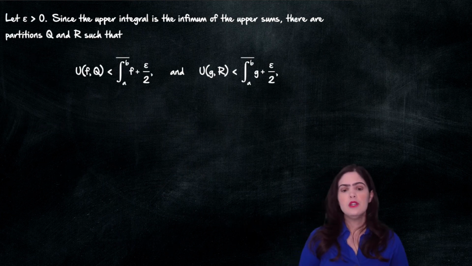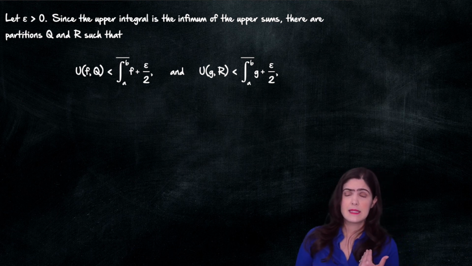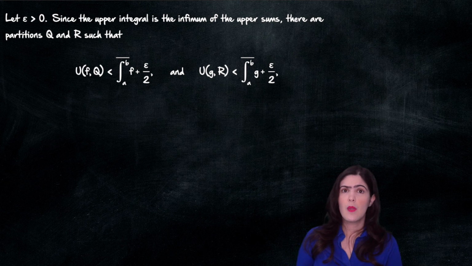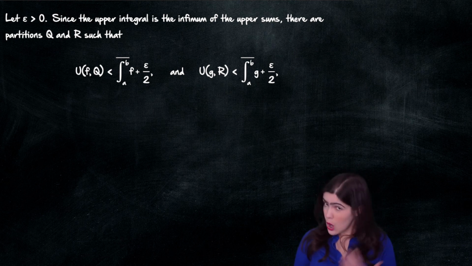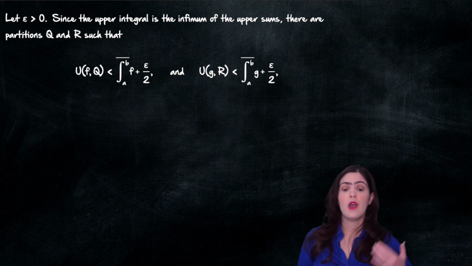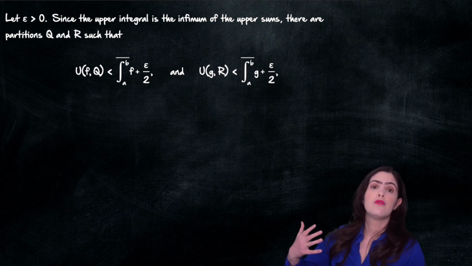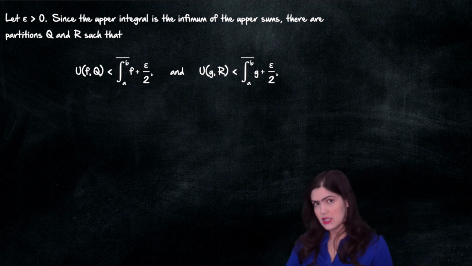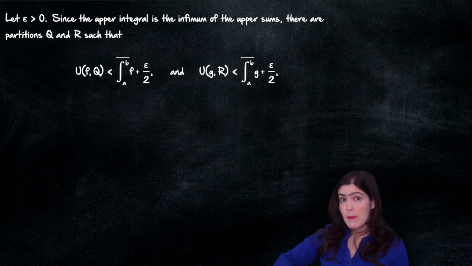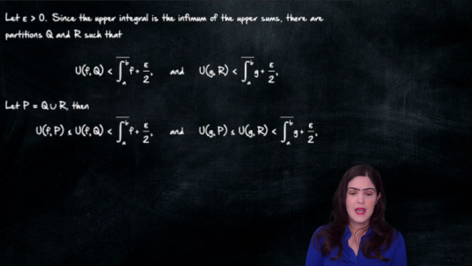Good. So now we're going to fix an arbitrary epsilon, and since the upper integral is the infimum of the upper sums, the upper integral is the greatest lower bound. So that means that if I add epsilon over 2 to the upper integral, that is no longer a lower bound. So I can find a partition Q such that U(f,Q) is less than the upper integral of f plus epsilon over 2, and the same thing for U(g,R), which is going to be less than the upper integral of g plus epsilon over 2. So here we're just using the definition of the upper integral as the infimum of the upper sums combined with the definition of infimum.